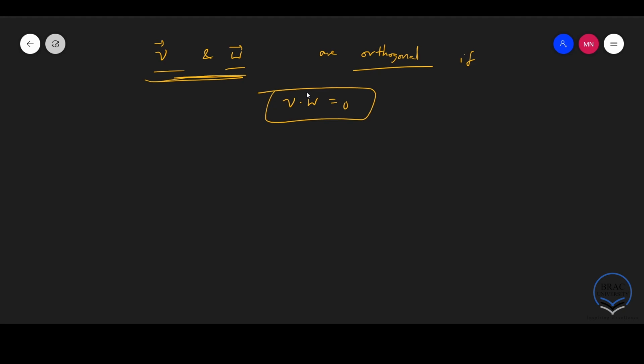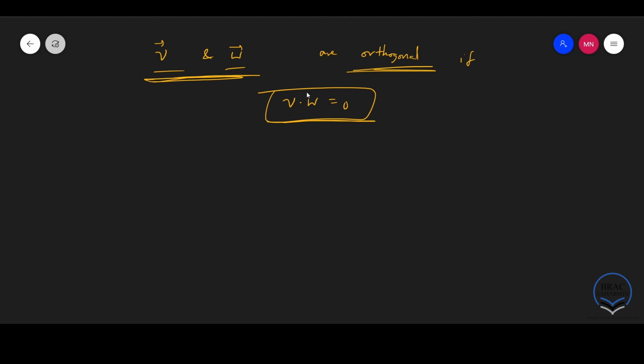Now let's say that we have two vectors v and w. Once again, we have these two vectors. We can say that these two vectors, v and w, are orthogonal if their dot product is equal to 0. So the dot product of v and w is equal to 0. These two vectors are orthogonal if their dot product is equal to 0.